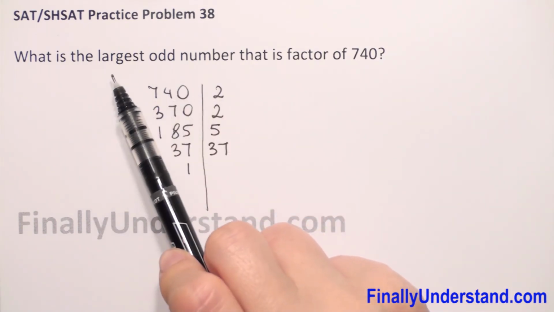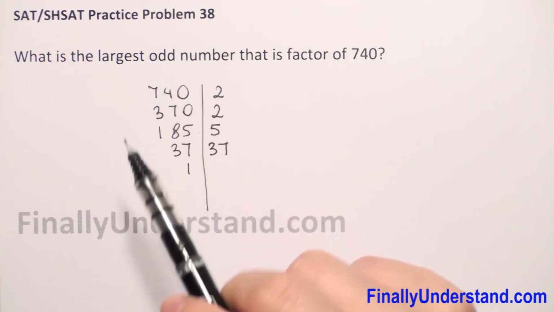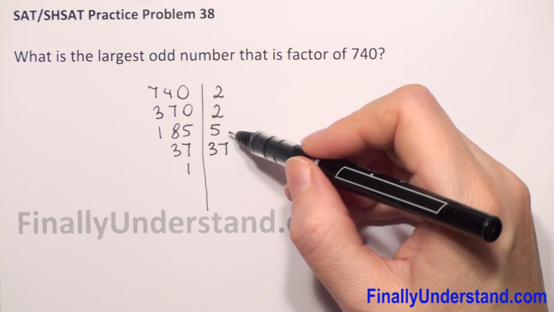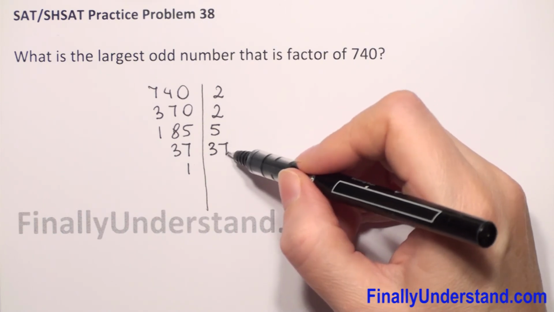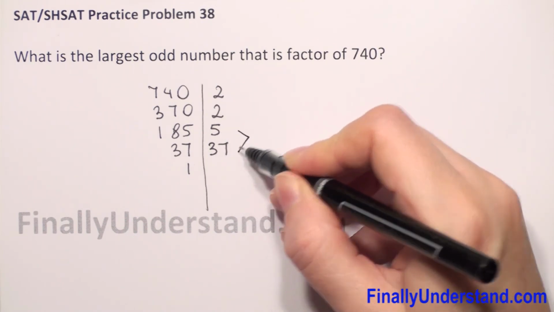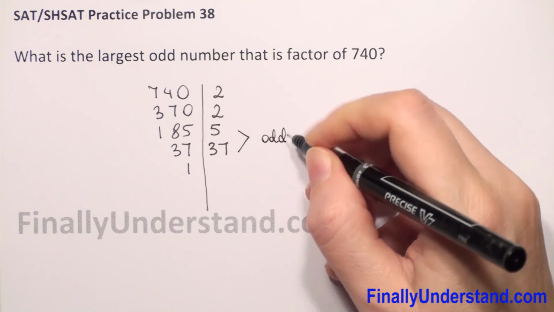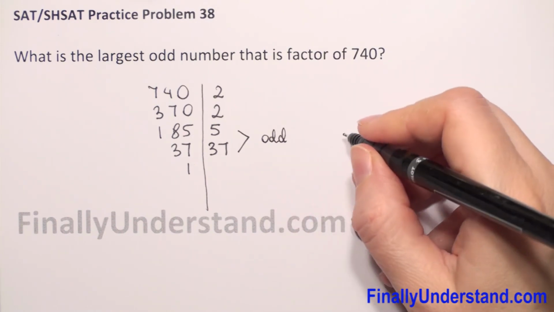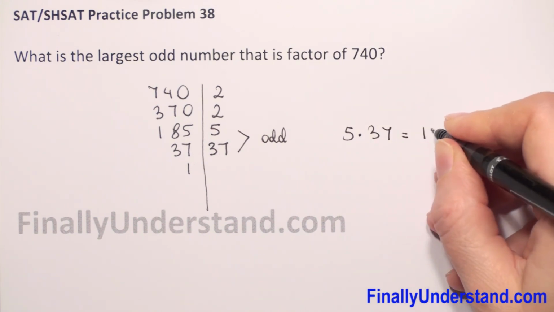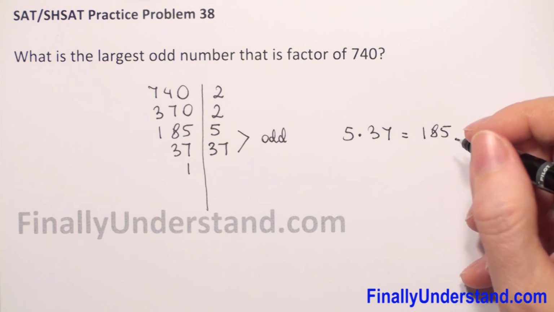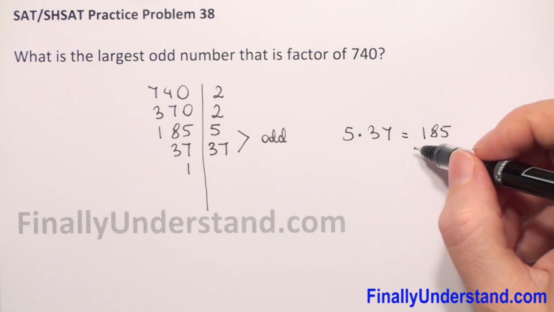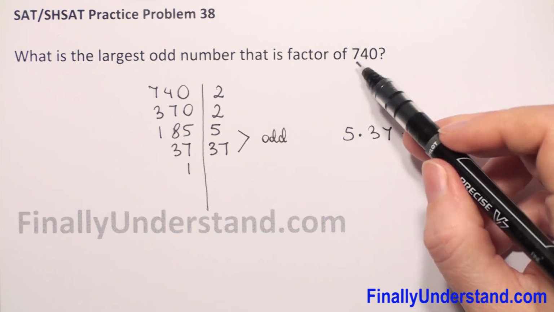We have to find the largest odd number. So what will we do? We will choose only odd numbers, 5 and 37 are odd. And we have to multiply these two odd prime factors. So 5 times 37 is equal to 185. So this is the largest odd number that is a factor of 740.